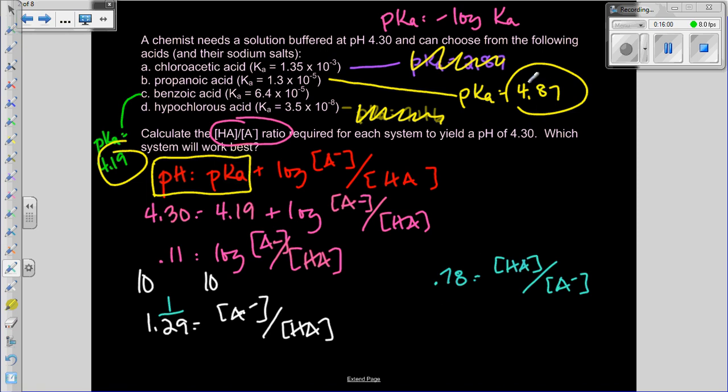Now, if you wanted to be sure, you could go back and substitute 4.87 in and see what you would get with that. I did that. I'm not going to redo it again for you, but when I did that and solved, I got 3.8. Well, this ratio is much closer to 1, so benzoic acid is the buffer that we want to choose.